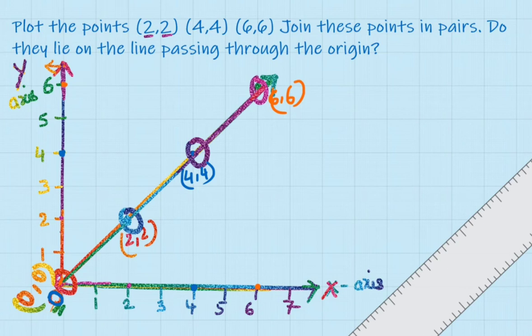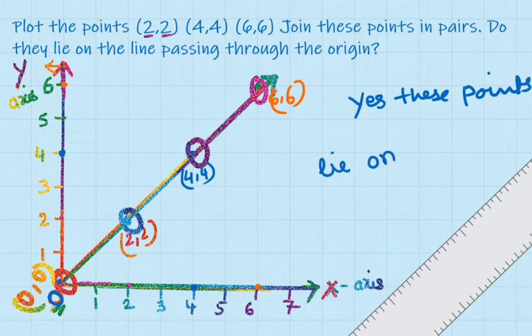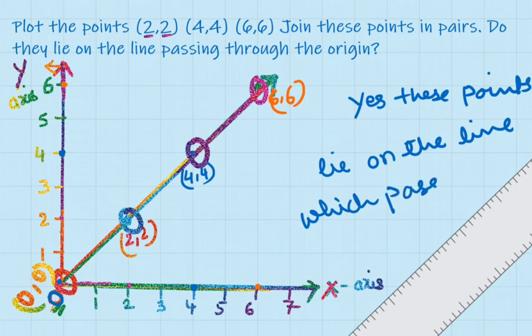So see here, (2, 2), (4, 4) and (6, 6) when joined in pairs, like (6, 6) has been joined with (4, 4), then this line is continued to (2, 2). And when this is prolonged, when it is carried forward, you have seen that it has passed through (0, 0). So you can say, do they lie on the line passing through the origin? Yes. These points lie on the line which passes through the origin.